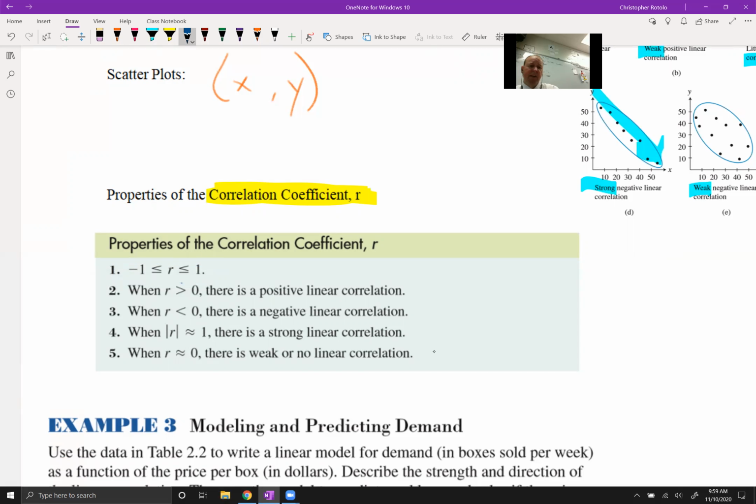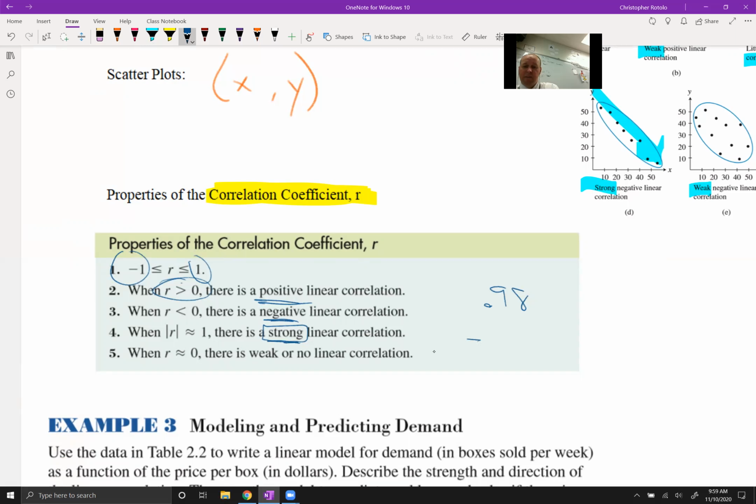And here's what happens. If r is positive, that means you should have some type of positive linear correlation. If it's negative, it should be negative. All right, and what it means now, so now we drop it to absolute value. So the closer I get to 1 or -1, that means I end up with a strong correlation. So something like 0.98, that would be a strong positive correlation.